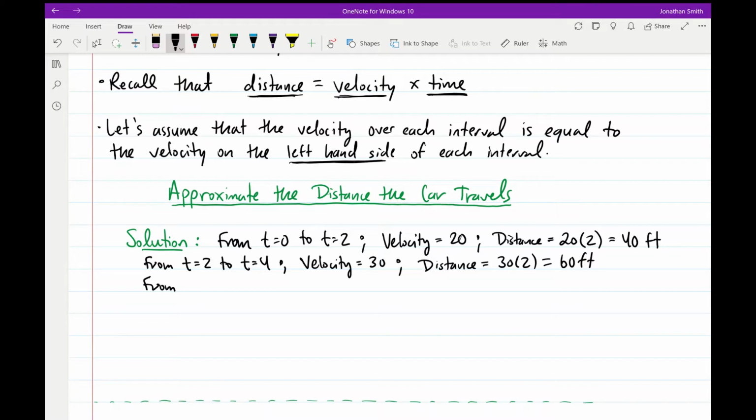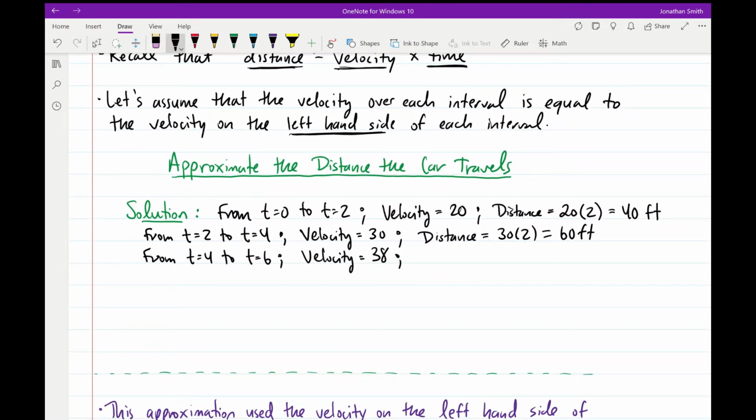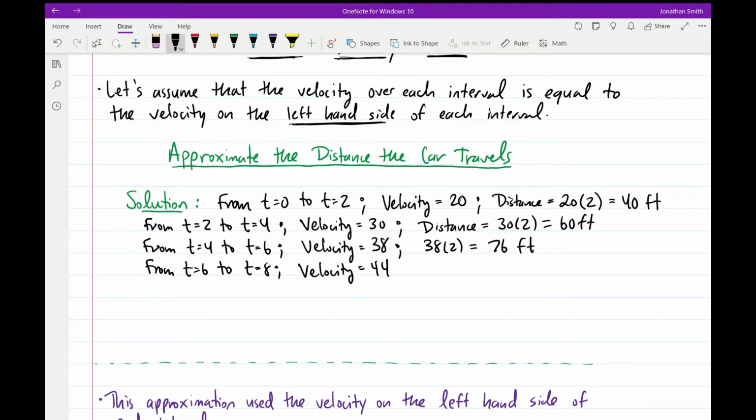And we can keep doing this over and over again. So t equals 4 to t equals 6 now. This time, the velocity is equal to 38, and the distance is going to be 38 times 2, which is 76 feet. Okay, now we can go from t equals 6 to t equals 8. And here, our velocity is going to be 44 feet per second, because that's the velocity at t equals 6. And again, we calculate the distance as 44 times 2 this time, and we get 88 feet.